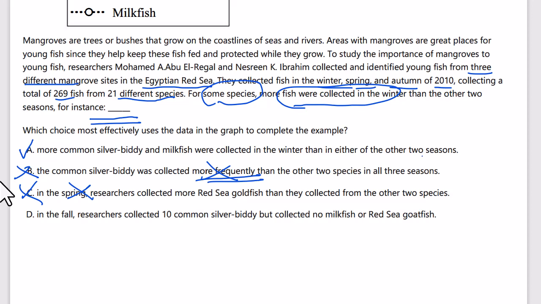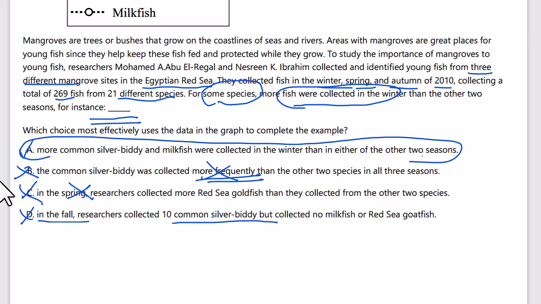We want to find more collected in the winter. In the fall, again, that's not going to be relevant. We want to know who is collected more in the winter. The correct answer is A. More of these 2 types of fish were collected in the winter according to the chart.